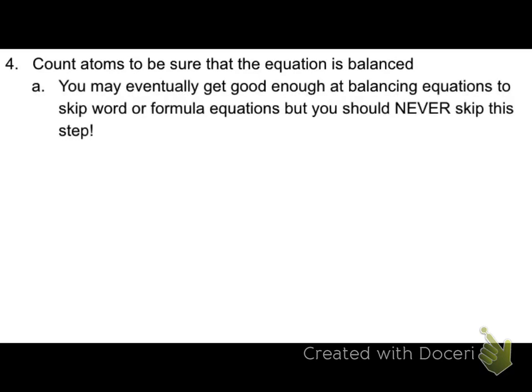Eventually, you're going to get good enough at writing equations that you might be able to skip the steps where we write a word equation and then write a formula equation. But no matter how good you get at balancing equations, you should never skip this step. Because it's very easy to make a mistake without realizing it, and if you don't count them up at the end, you won't realize it until you've turned your work in. So always, always, always double check.